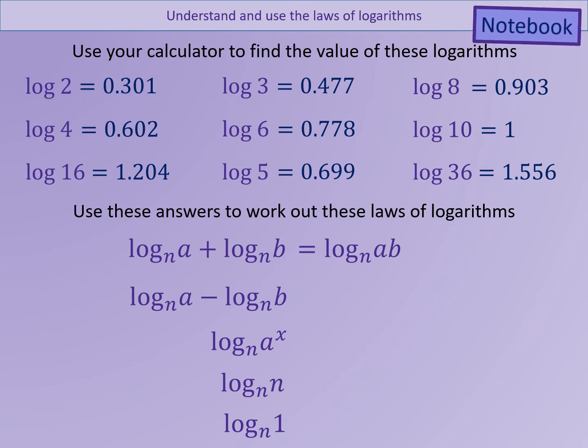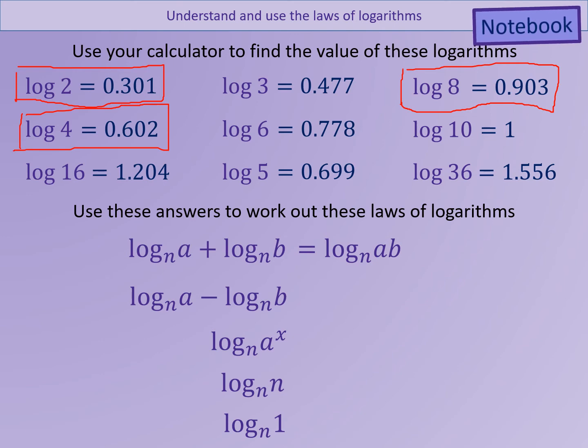Moving on to our second law of logarithms, we are taking the 2 logs away from each other, again with the same base. What would that equal? Well, again, I can demonstrate it using a pair of these logarithms that we've already worked out. So again, if I take log of 8 and I take away log of 2, then I achieve the same answer as log of 8 divided by 2, which is log 4. So if I take away log 8 and log 2, I get the same answer as log 4.